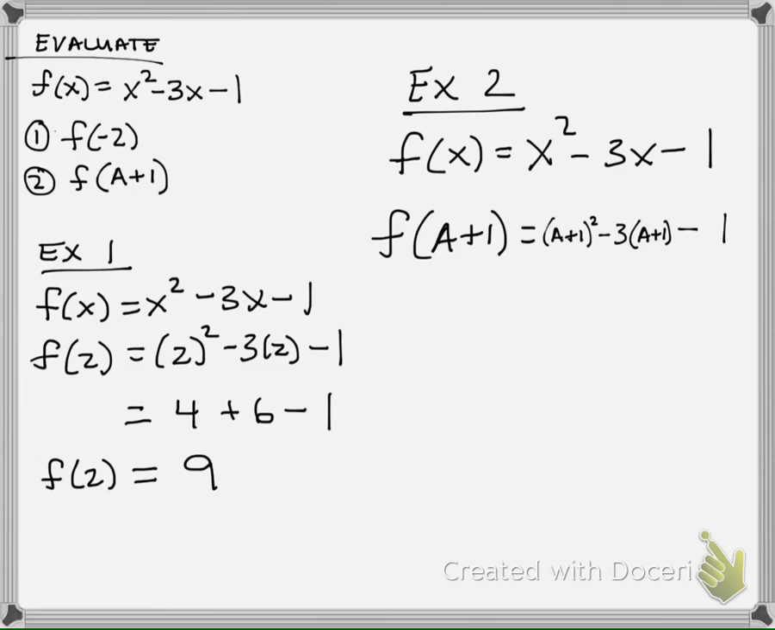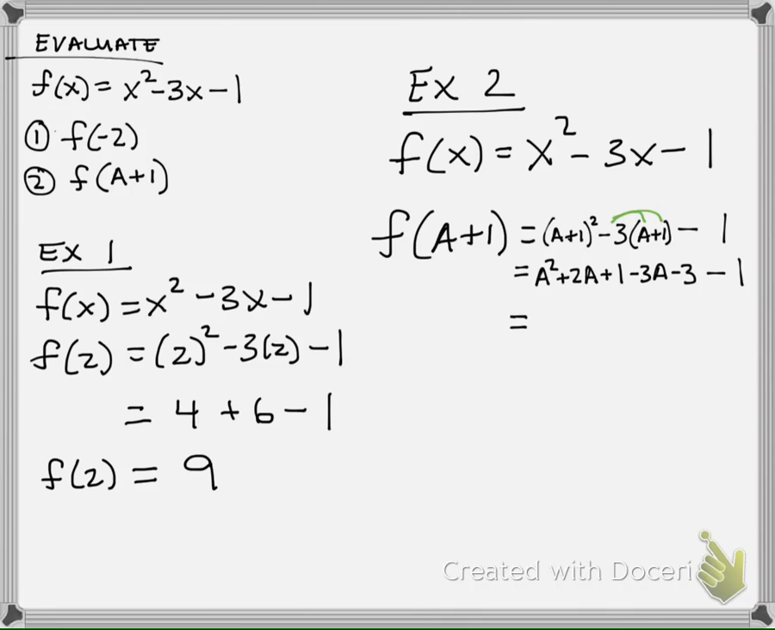So the first thing we have to do is square our term by using the FOIL method or box method. So we'll end up getting a squared plus 2a plus 1. Next, we're going to distribute negative 3 into the parentheses. We get negative 3a minus 3, and then minus 1.